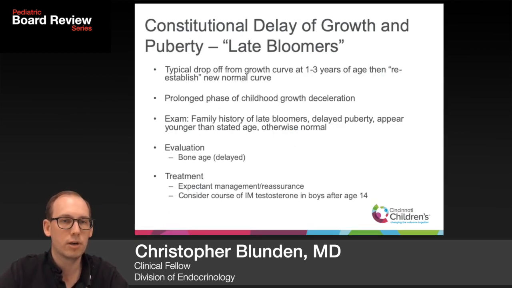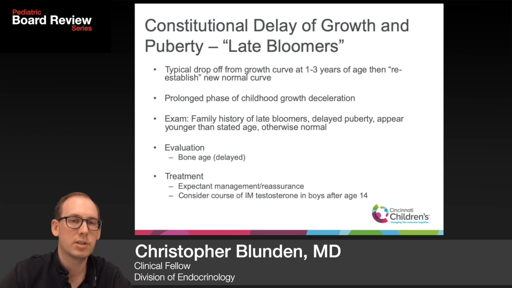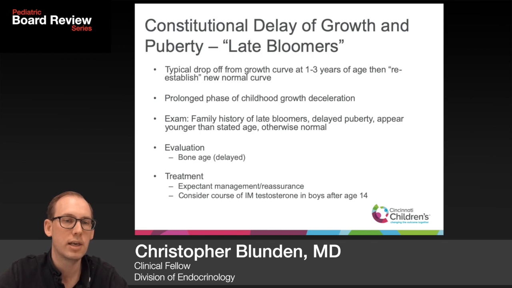Constitutional delay of growth and puberty, otherwise known as late bloomers, is also a common occurrence. These patients have a typical drop-off from the growth curve at age 1 to 3 and then reestablish a new normal. This can be particularly concerning if their midparental or genetic height is already low and then they drop off of their already low curve at that age. The constitutional delay leads to a prolonged phase of childhood growth deceleration, because as everyone else is hitting their pubertal growth spurt, these children are still pre-pubertal and reaching the nadir of childhood growth velocity, thus increasing the discrepancy between them and their peers. On history, about 80 to 90% of these patients will have a family history of constitutional delay or late bloomers, and it's usually a high-yield question to ask if anyone was growing in the family past high school, especially first and second degree relatives.